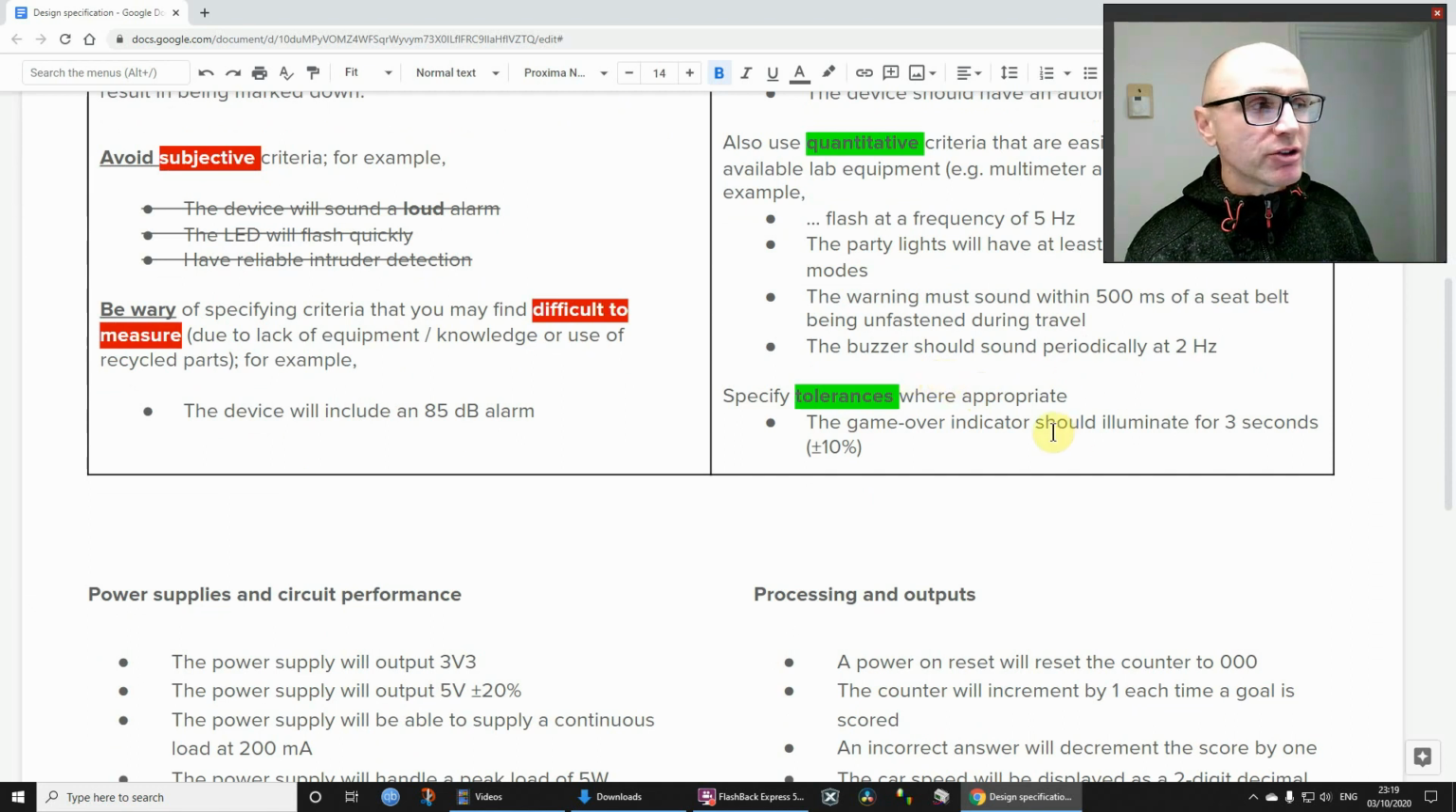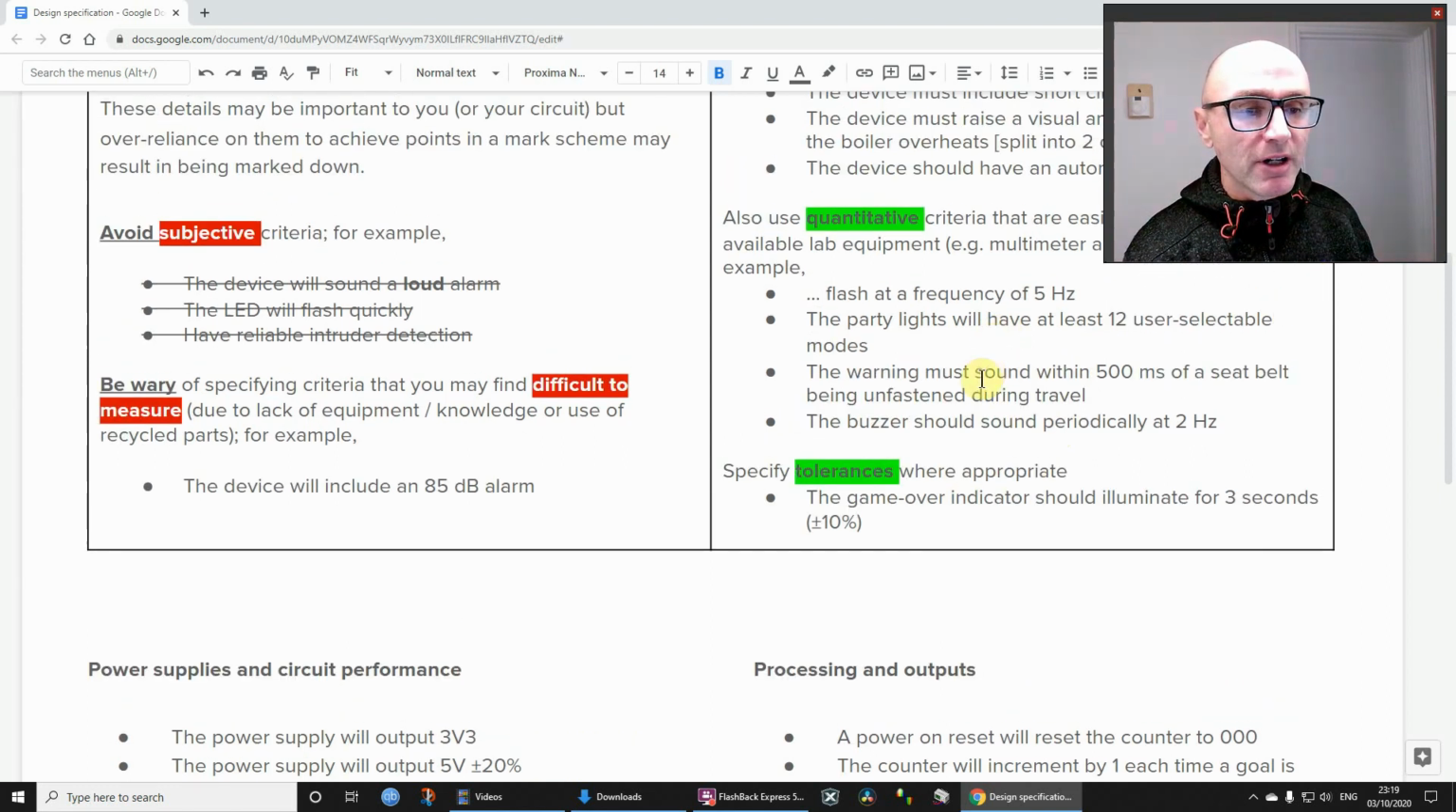Now, measurable criteria also can have tolerances, and if you look in the mark schemes, I believe in the GCSE and A-level, they ask for some tolerances where appropriate. So, for example, with the alarm being sounded after you're under a seatbelt while your car's driving along, 500 milliseconds doesn't have to be exactly 500 milliseconds, so maybe 600 milliseconds would be perfectly fine, or 550 or 450 or whatever. So you might say 500 milliseconds plus or minus 10%, or whatever you want, okay?